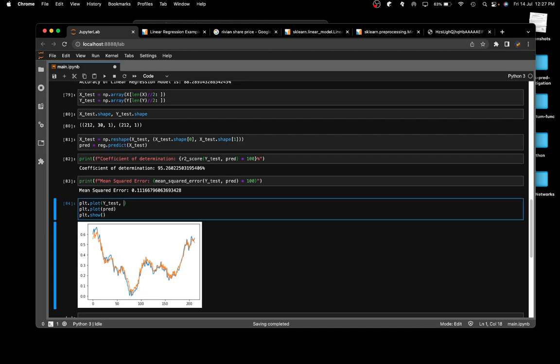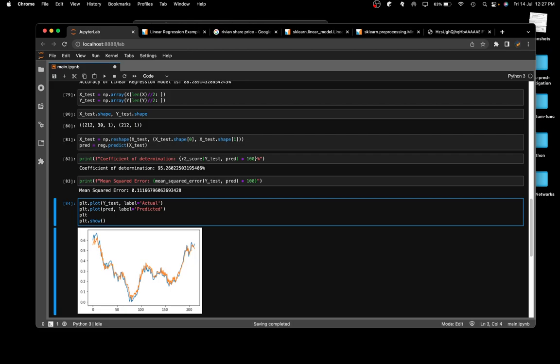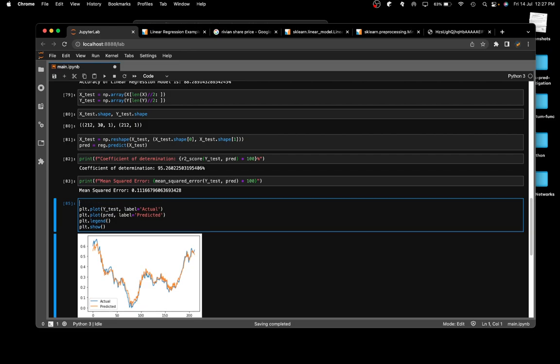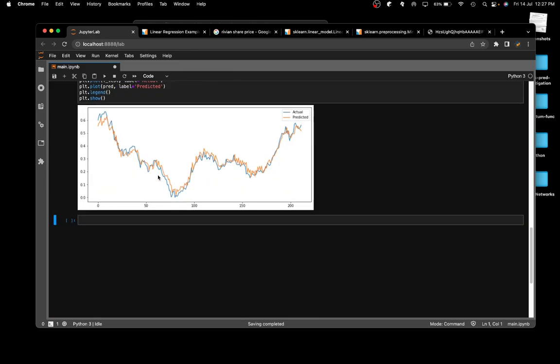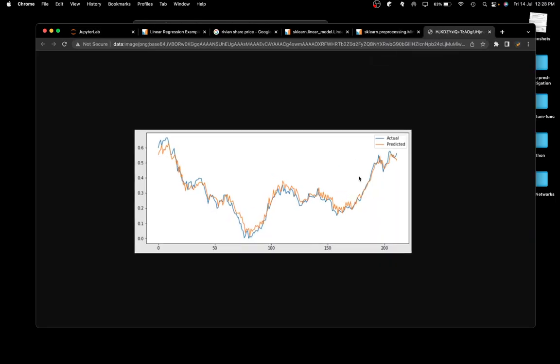So if I actually give these labels, label Y actual and predicted, and I'll make this a little larger. Now you can see that it cannot accurately create trends, which means that it is not good enough.